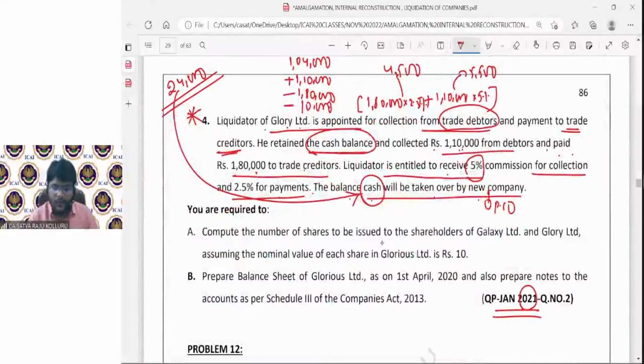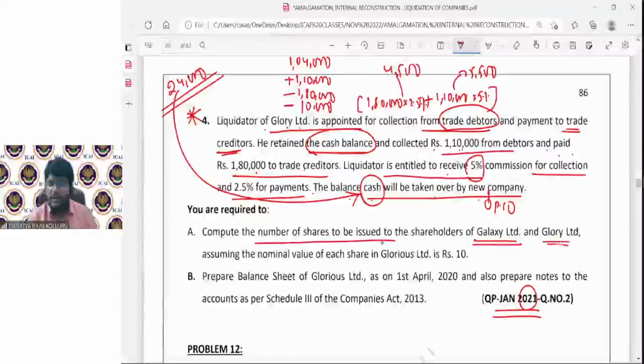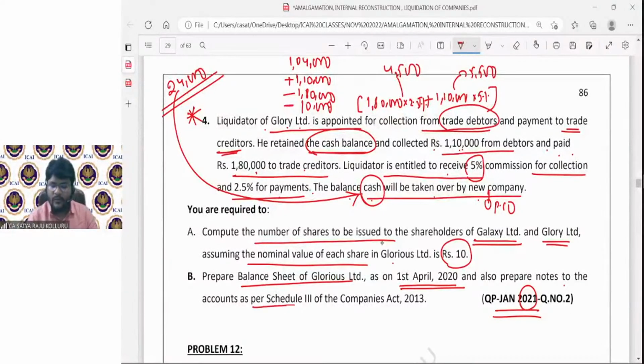Fine. You are required to compute the number of shares to be issued to the shareholders of Galaxy Limited and Glory Limited, assuming the face value of each share in Glorious Limited is 10 rupees. Prepare the balance sheet of Glorious Limited as on 1st April 2020 and also prepare the notes to the accounts as per Schedule 3 of the Companies Act 2013.